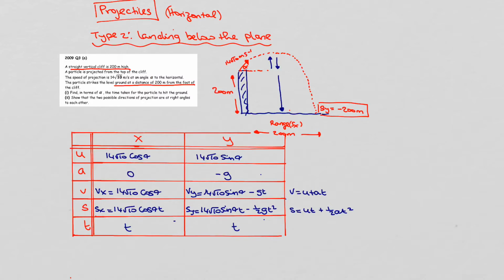Okay, so the first thing it wants us to do is to find in terms of alpha the time taken for the particle to hit the ground. So we know that the time for the particle to hit the ground is from start to end, and on landing we know that Sy is equal to minus 200 meters, and we also know that the range is equal to 200 meters.